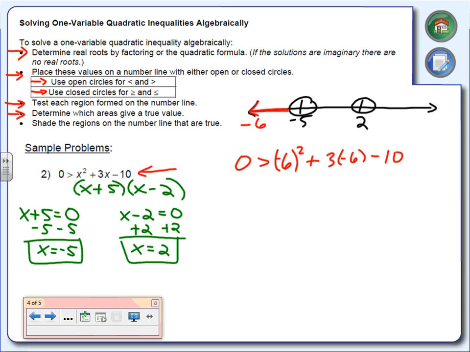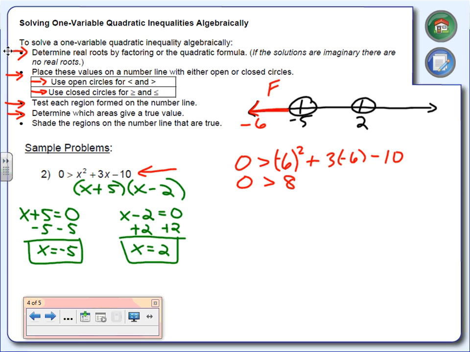I need you to put this into the calculator for me. A negative 6 squared plus 3 times negative 6 minus 10 would give us a what? Positive 8 or negative 8? Positive 8. So my question to you is 0 greater than 8? Is that true or is that false? False. This right here results in a false statement. And I would get a false statement regardless of what number I chose. If I would have used negative 10, I still would have got a false statement.